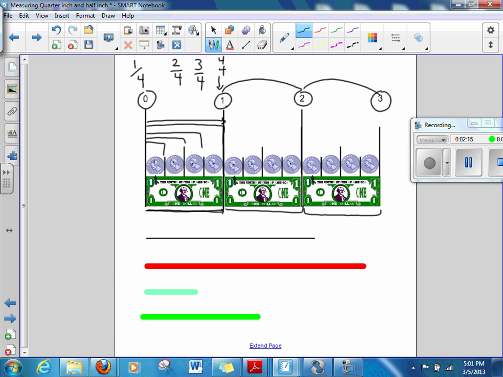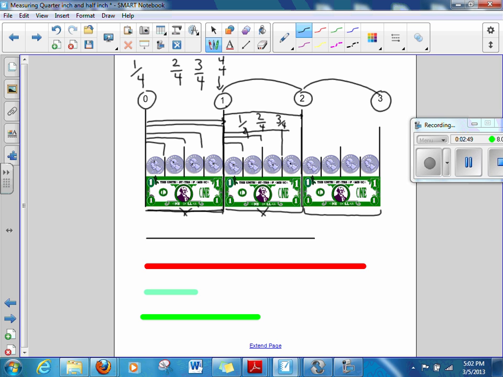From 1 to the next quarter is 1 1/4. There, a fourth there. So the next one is 1 2/4. And from there to there is 1 3/4. And then all the way to the end, we would have 1 4/4. And again, since we got 4/4, we'll just say it's $2 here. Two is the number.